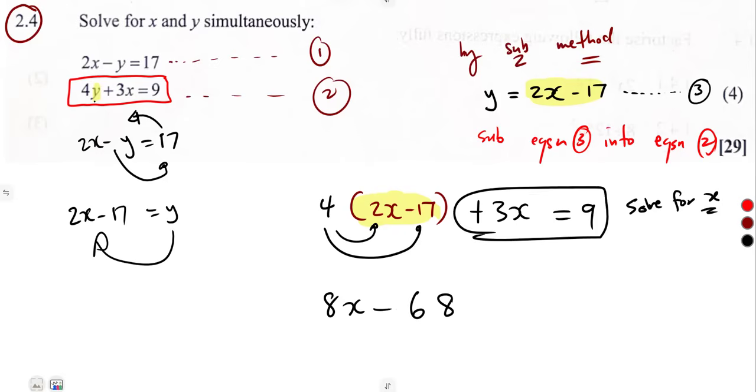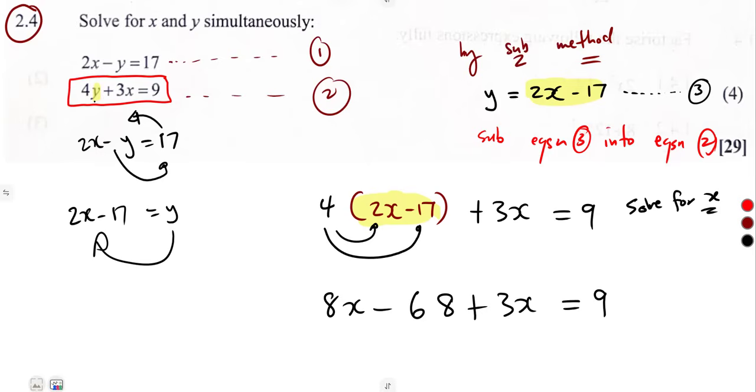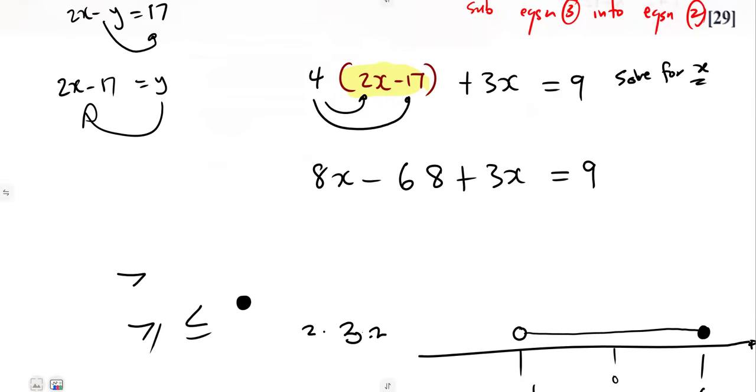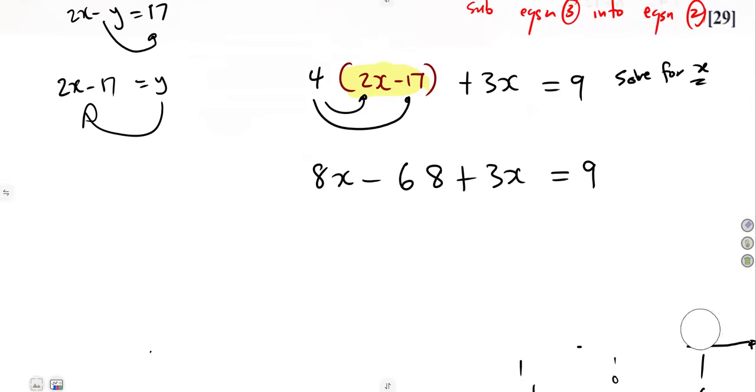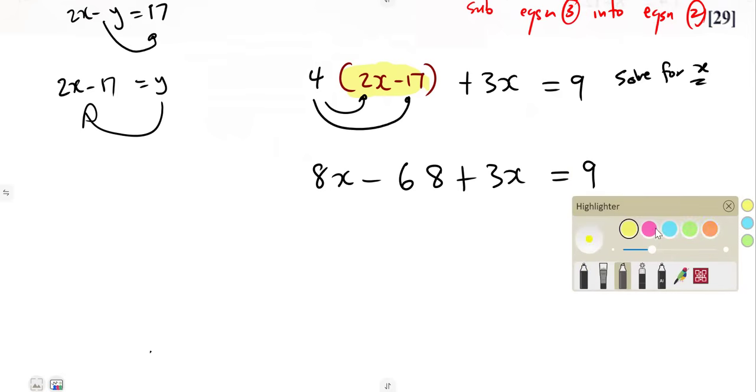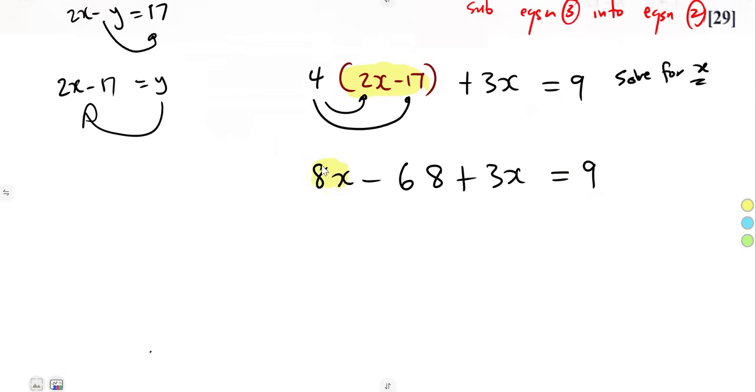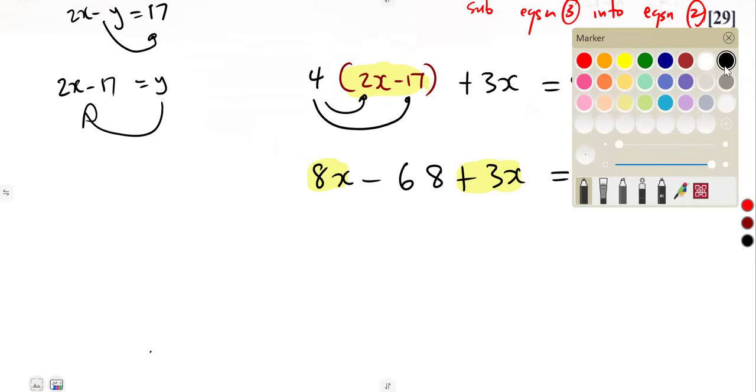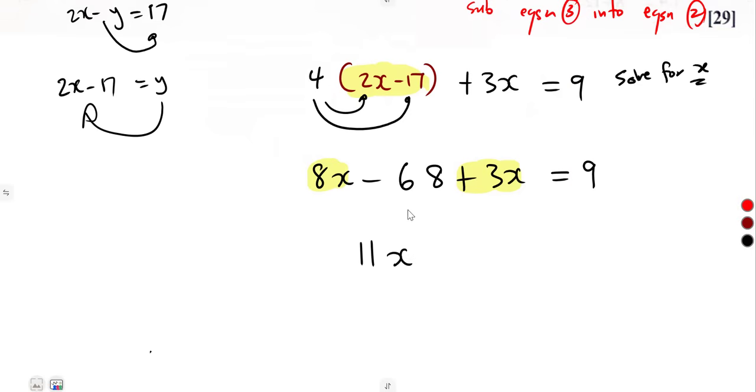This part remains as it is, plus 3x is equal to 9. Collecting your like terms, you can see that on the left hand side we have x and x, so we can collect those like terms. 8x plus 3x, so 8 plus 3 is what? That's 11. So that is going to give us 11x minus 68, and that's equal to 9.